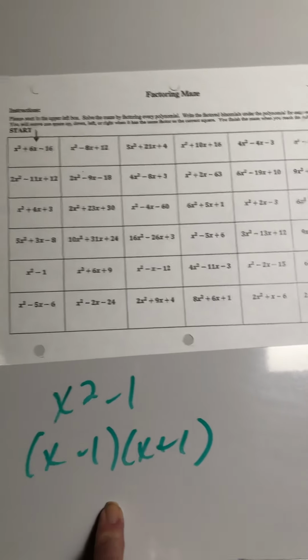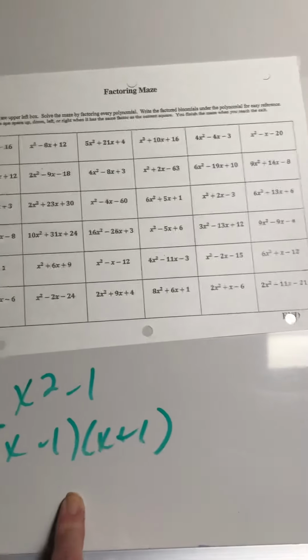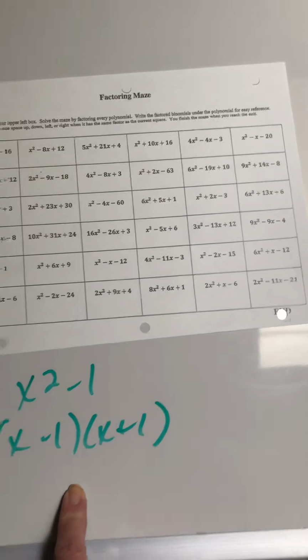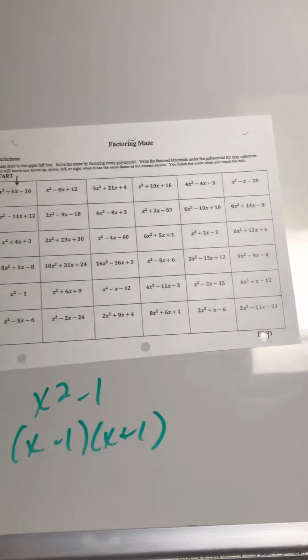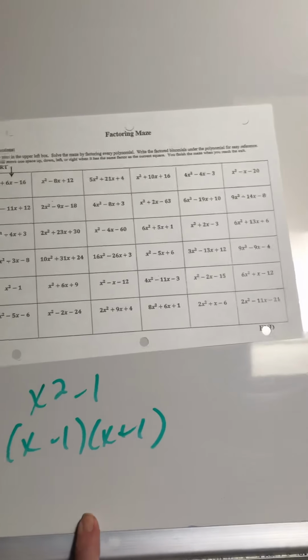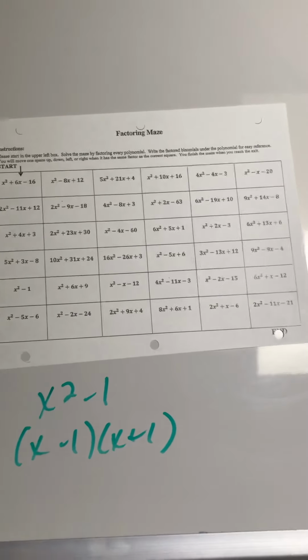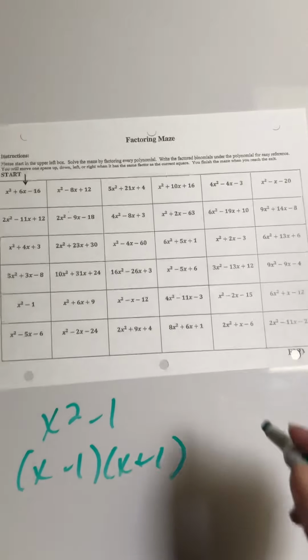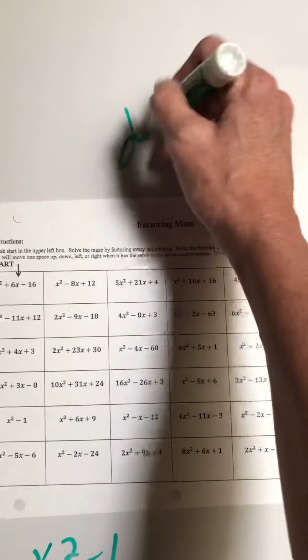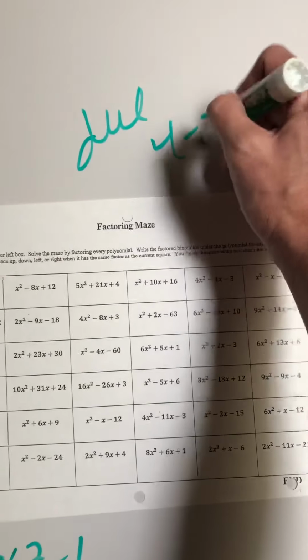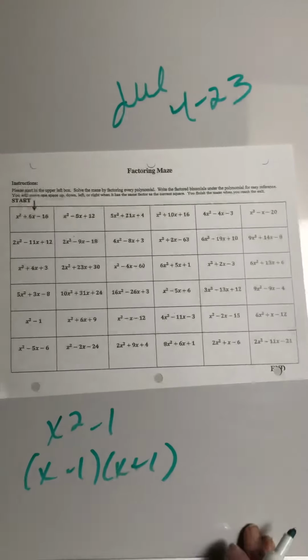If you have trouble on any of them, just email me, and I'll help you with them. But I've shown you the ways you've got to factor it, and I've started you on the maze. And that is due Thursday. This is due 4/23. That's when this factoring maze is due.